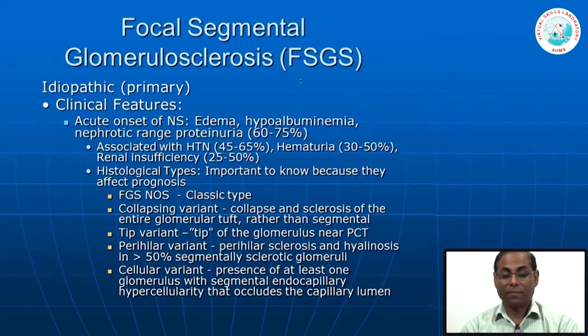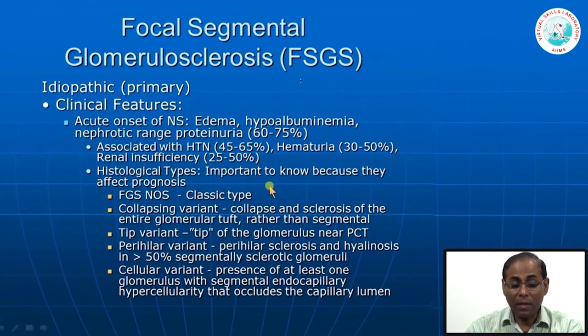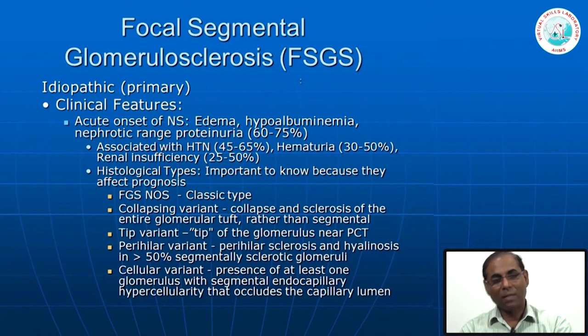Now, the histological types. If we get a biopsy of the cases of focal segmental glomerulosclerosis, histologically, we can have the following types of variants. So, the classical focal segmental glomerulosclerosis will have one segment of the capillaries which shows sclerosis or fibrosis. I told you that each glomerulus has 6 to 11 capillary loops, and if some of the capillary loops are undergoing sclerosis and others are still intact, then that is a segmental lesion, and there we say that this is focal segmental glomerulosclerosis.